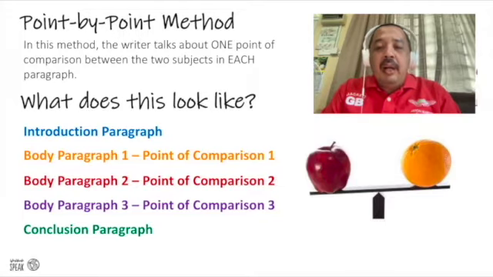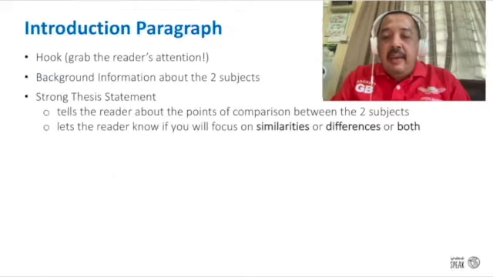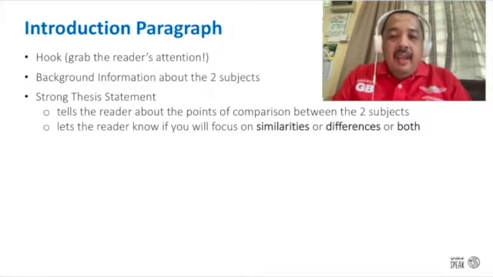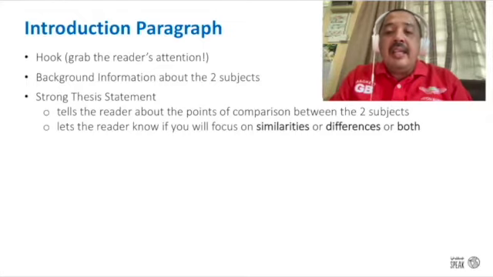Okay, let's talk about the introduction paragraph. The first sentence you are going to need is some sort of hook, and that just means it's an interesting sentence that grabs your reader's attention right away and says, hey, you are going to want to read this essay because it is super interesting. Then you are going to need to give some background information about the two subjects, so your reader understands that there are two things involved in this paper.